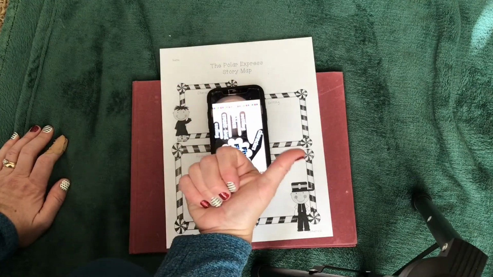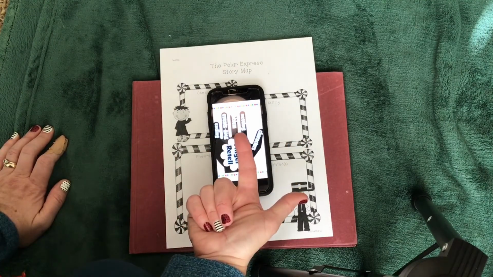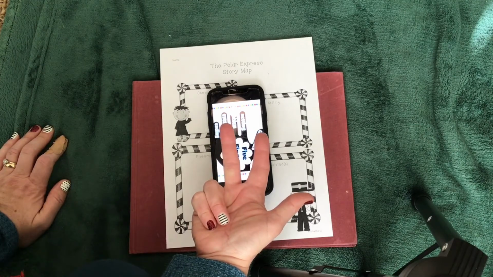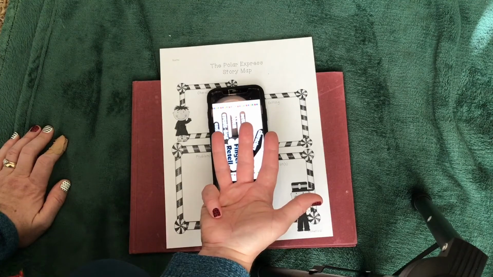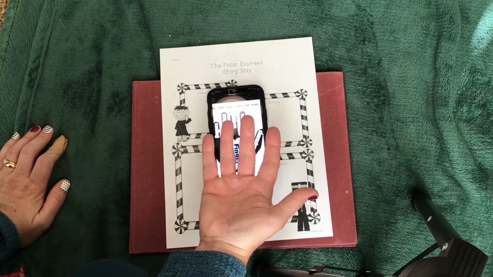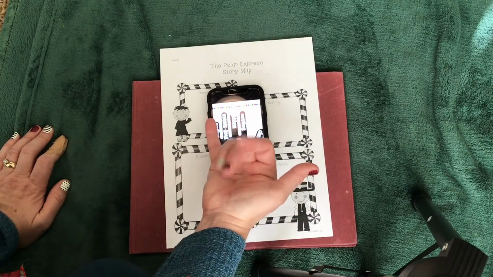So we've got the character on the thumb. Then we've got the setting. That's where our story takes place. Then we've got our problem. Then we've got our events, which are the beginning, middle, and end of our story. And then we have the solution, which we said this guy represents solution instead of ending.